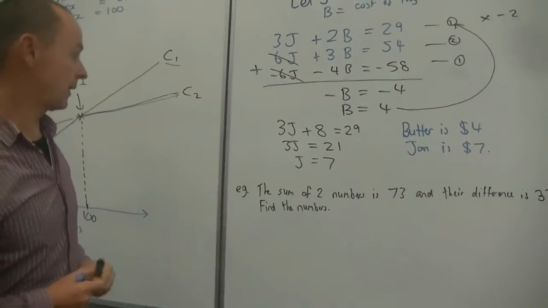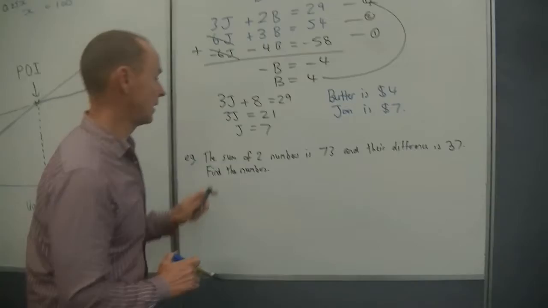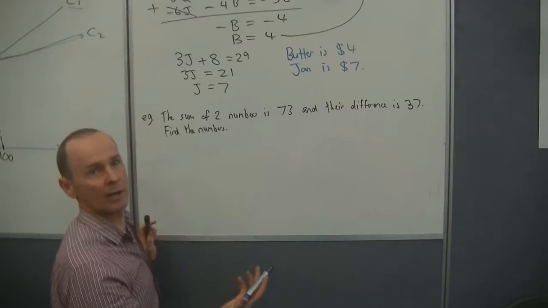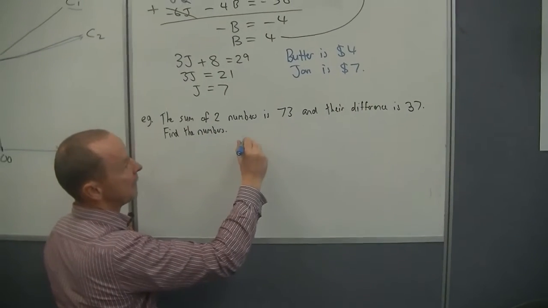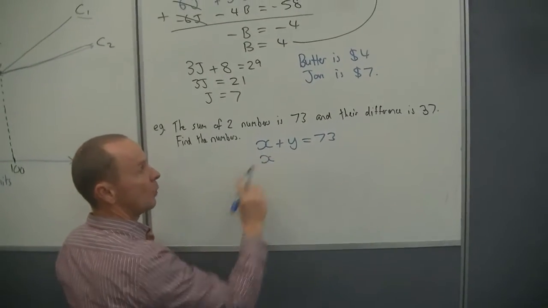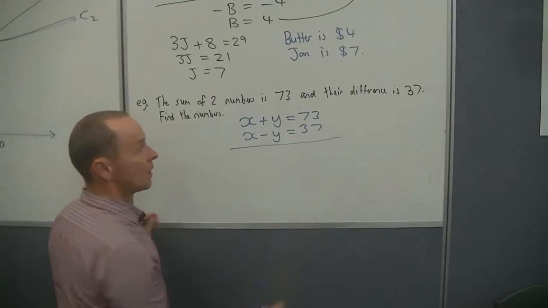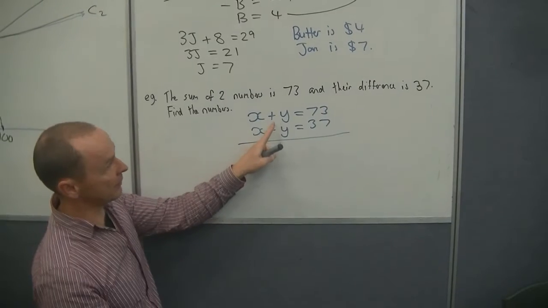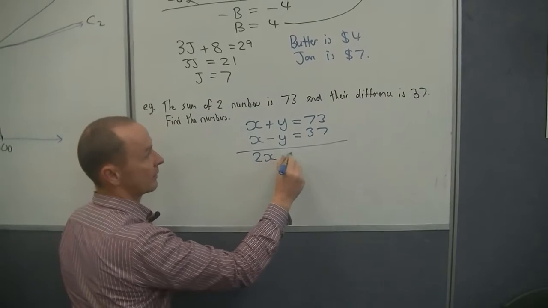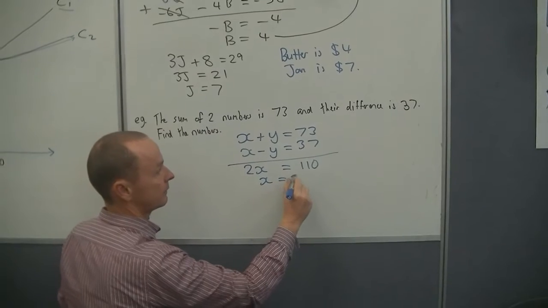And the last one I thought I'd throw in there: the sum of two numbers is 73 and their difference is 37. Find the numbers. Okay, I'm going to call the numbers x and y. Defining the variables, let the first number be x, let the second number be y. I'm just going to write x and y. Sum means plus, so x plus y is equal to 73. Their difference is 37. We don't know which one's bigger and smaller, it doesn't really matter. X minus y is equal to 37. Use CAS again, but in this case, there's a plus y and minus y. I'm just going to add them together, called the elimination method. So I get 2x is equal to 110. So I get x is equal to 55.